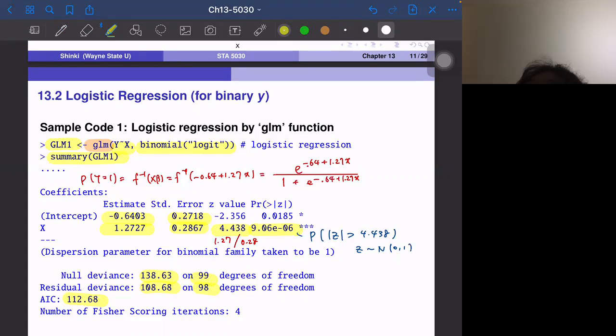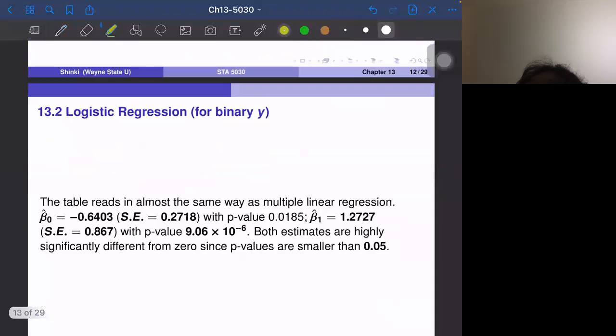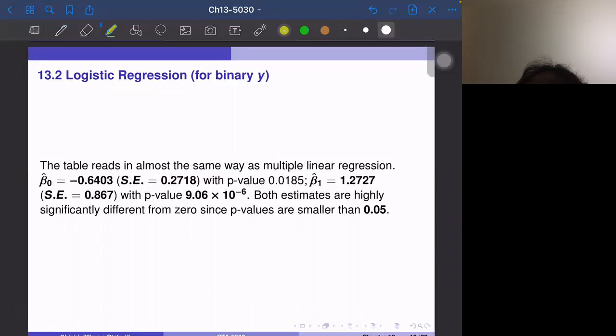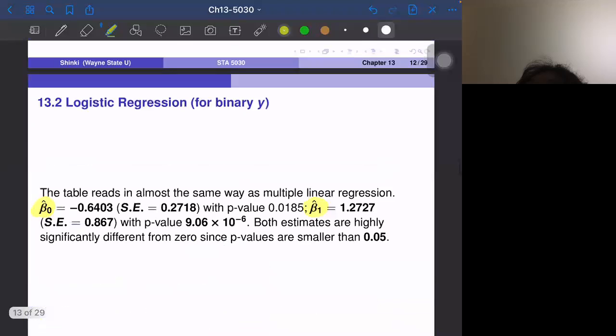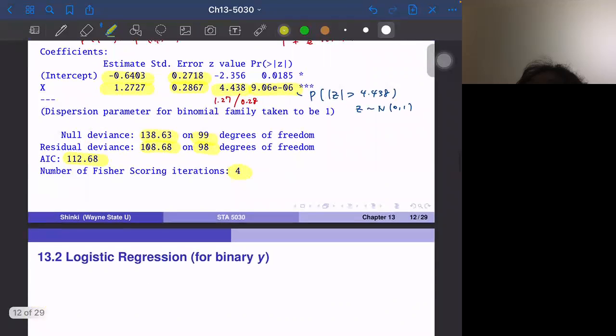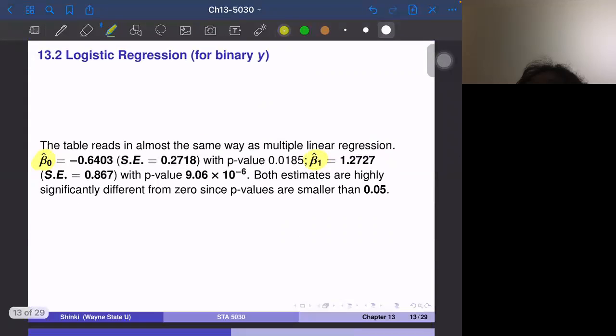And this is a numeric approximation, the optimization procedure, and it ran an iteration method 4 times to reach this solution. Yeah, so this is just an explanation of what I provided. So at least we can say that beta 1 is significantly different from 0, and beta 0 is also significantly different from 0 because the p-value is 0.0185, which is less than 0.05.